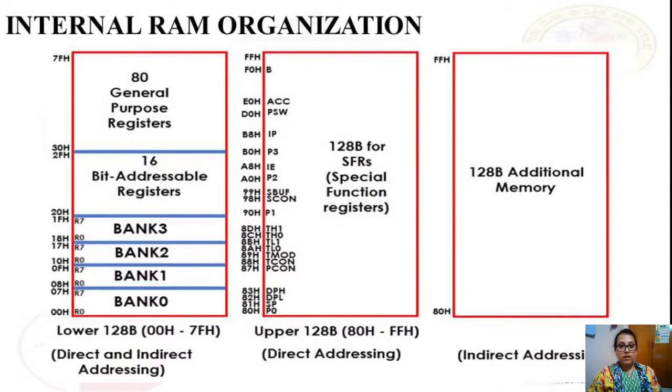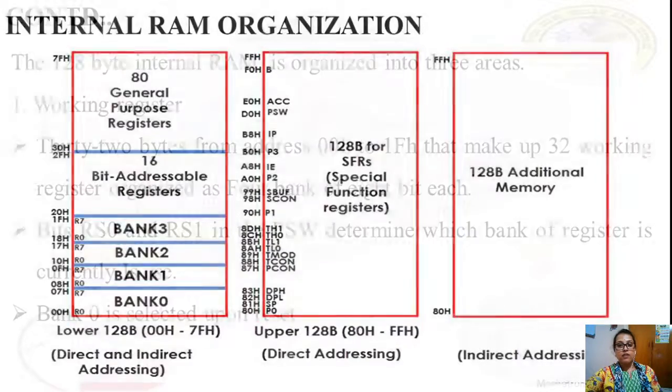It is divided into lower 128 bytes and upper 128 bytes. What are the lower 128 bytes used for? They are used for storing data, and they are divided into working registers, the bit addressable area, and the general purpose RAM, which is also called the scratch pad. And the upper 128 bytes are used for special function registers.